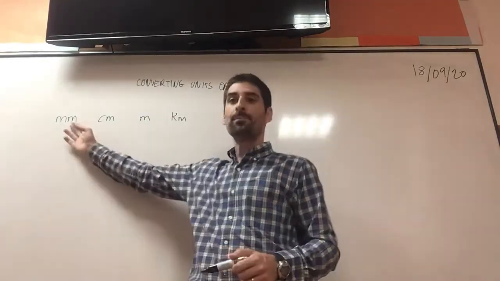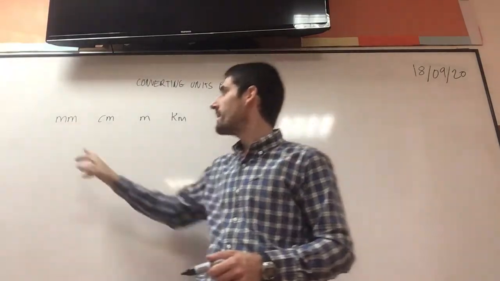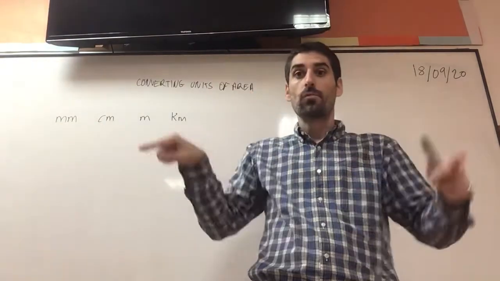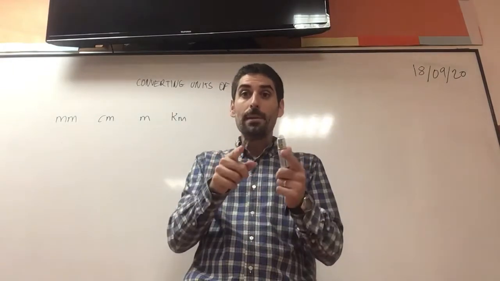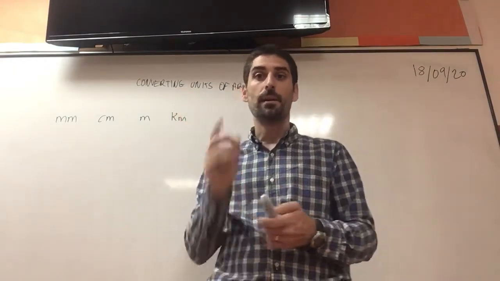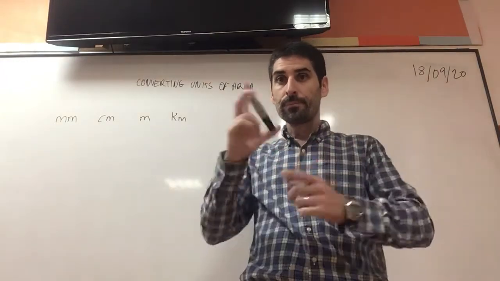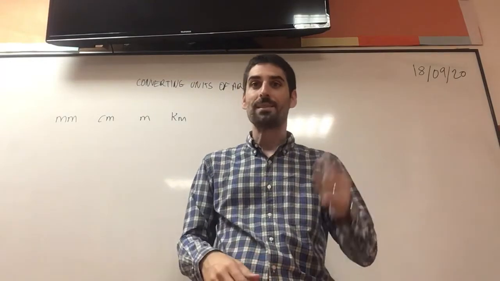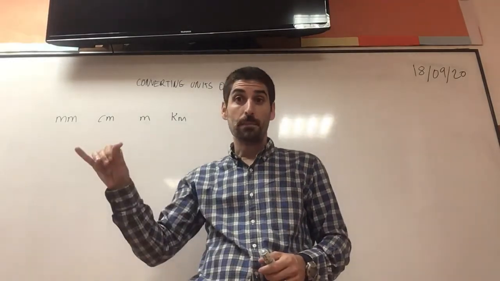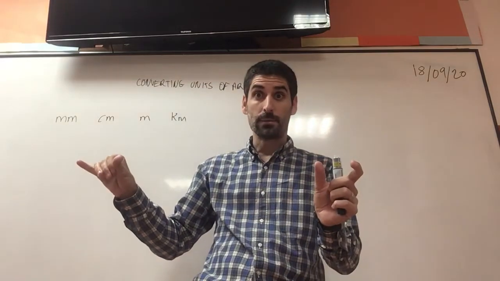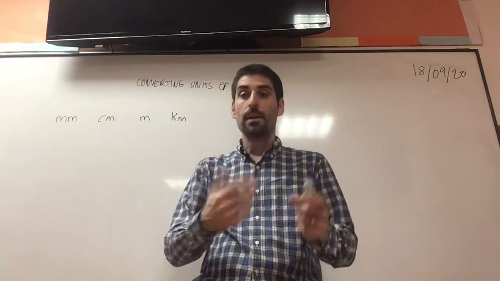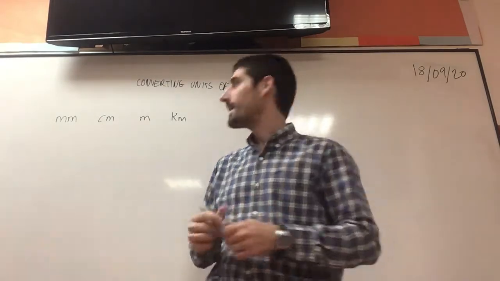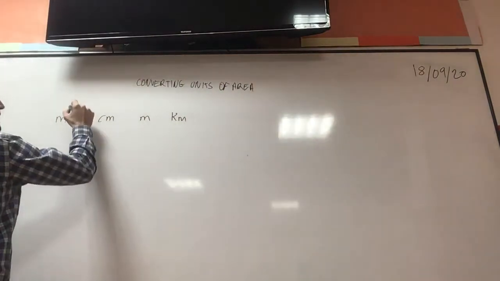Do you remember how to change your units of length? How do we go from millimeters to centimeters? If you can't remember, look at your ruler. How many millimeters do you need to make 1 centimeter? Think about it. And the answer is 10. So every 10 millimeters makes 1 centimeter. If I have 30 millimeters, how many centimeters do I have? 3. So how did you go from millimeters to centimeters? We divide by 10.